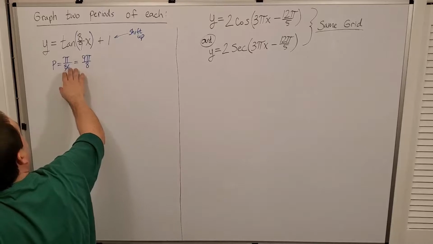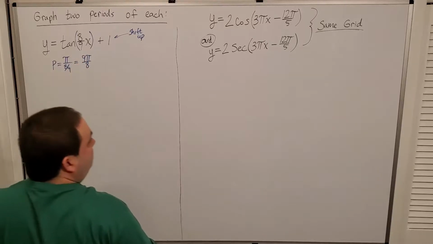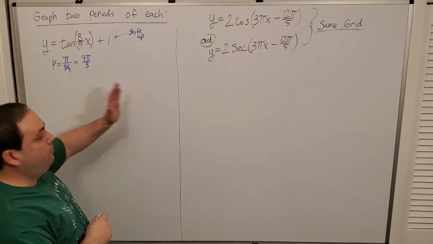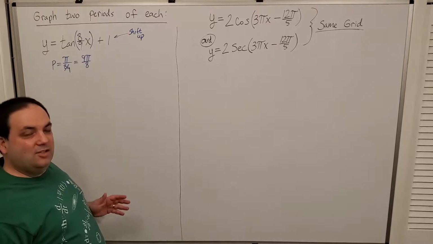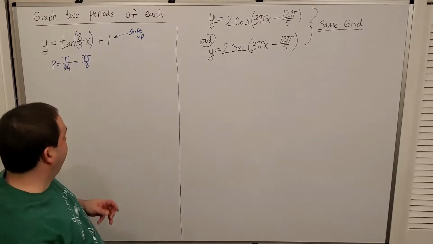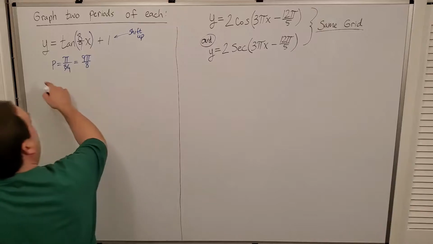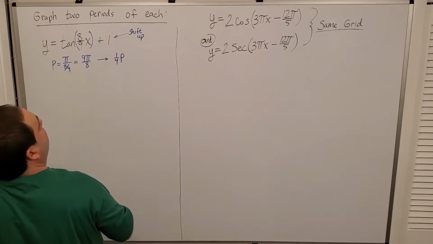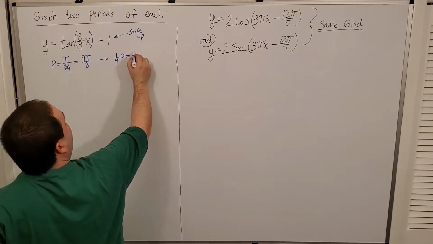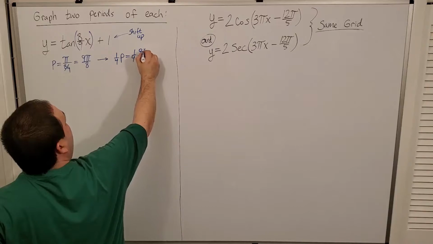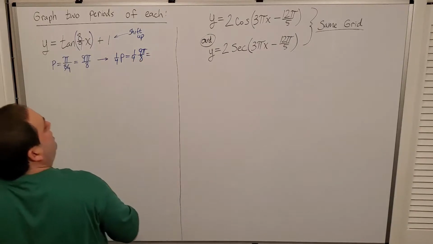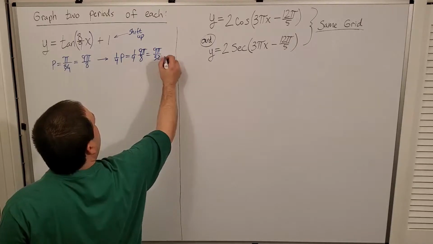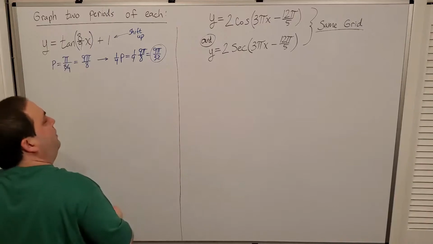So I've got my period is 9 pi over 8. And remember, since I'm doing this by hand, not on the computer, I'm going to actually put down my own marks, which means it's easiest to do with quarters. So I need my quarter period. My quarter period is 1/4 of p, which is going to be 1/4 times the 9 pi over 8, which is going to be equal to 9 pi over 32. Okay, so I've got my quarter period here.